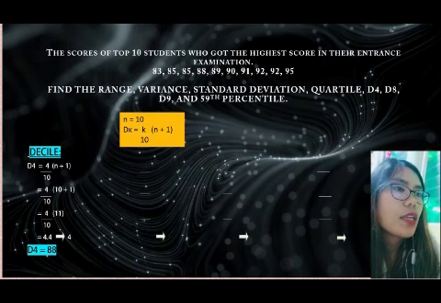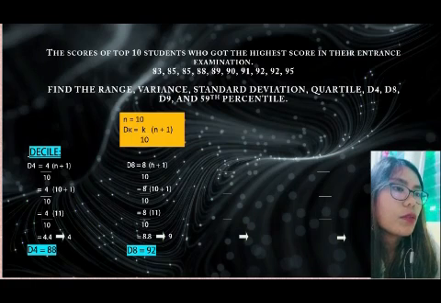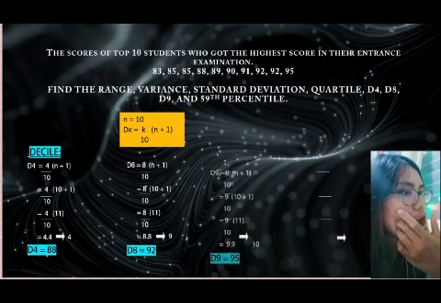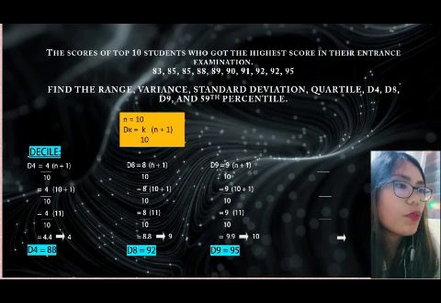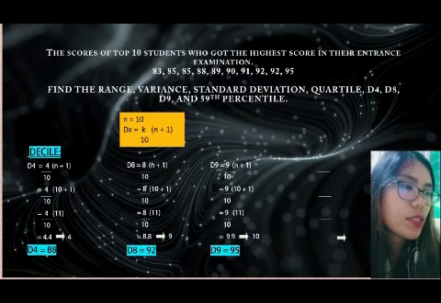Next, for the 8th decile, 8 over 10 times n plus 1. 8 over 10 times 10 plus 1 is equal to 8 over 10 times 11. The answer was 8.8. Round it up and we're going to have a 9. So the 9th data was 92. So the 8th decile was 92. Next one is the 9th decile. So 9 over 10 times n plus 1 is equal to 9 over 10 times 11. So we got 9.9. Round it up, we're going to have a 10. So the 10th data was 95 and the 9th decile was 95.